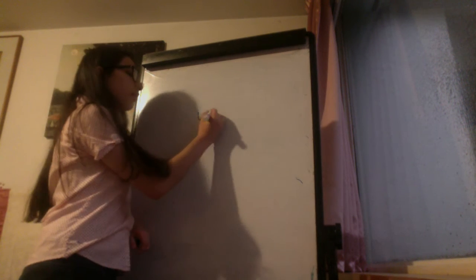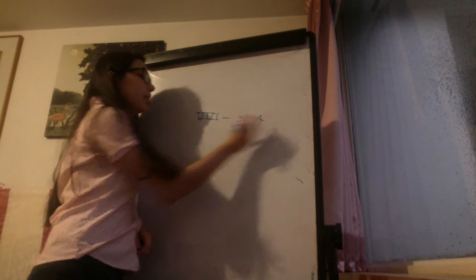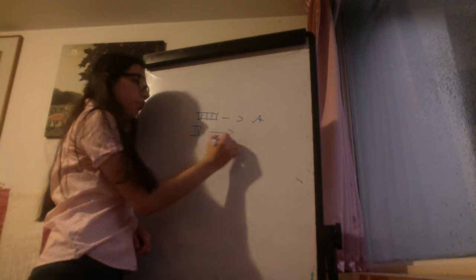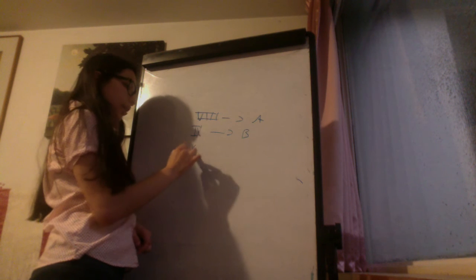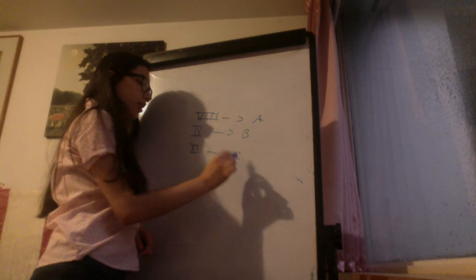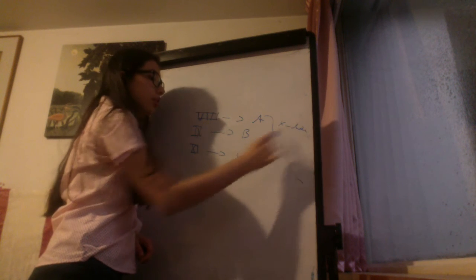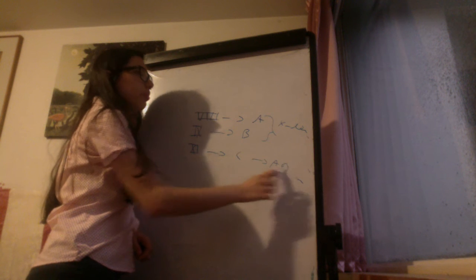Now we're going to see the deficiency of coagulation factors, or the hemophilias. Deficiency of factor 8 is called hemophilia A. Factor 9 deficiency is hemophilia B. And factor 11 deficiency is hemophilia C. The first two are X-linked diseases, and this one is an autosomal recessive disease.